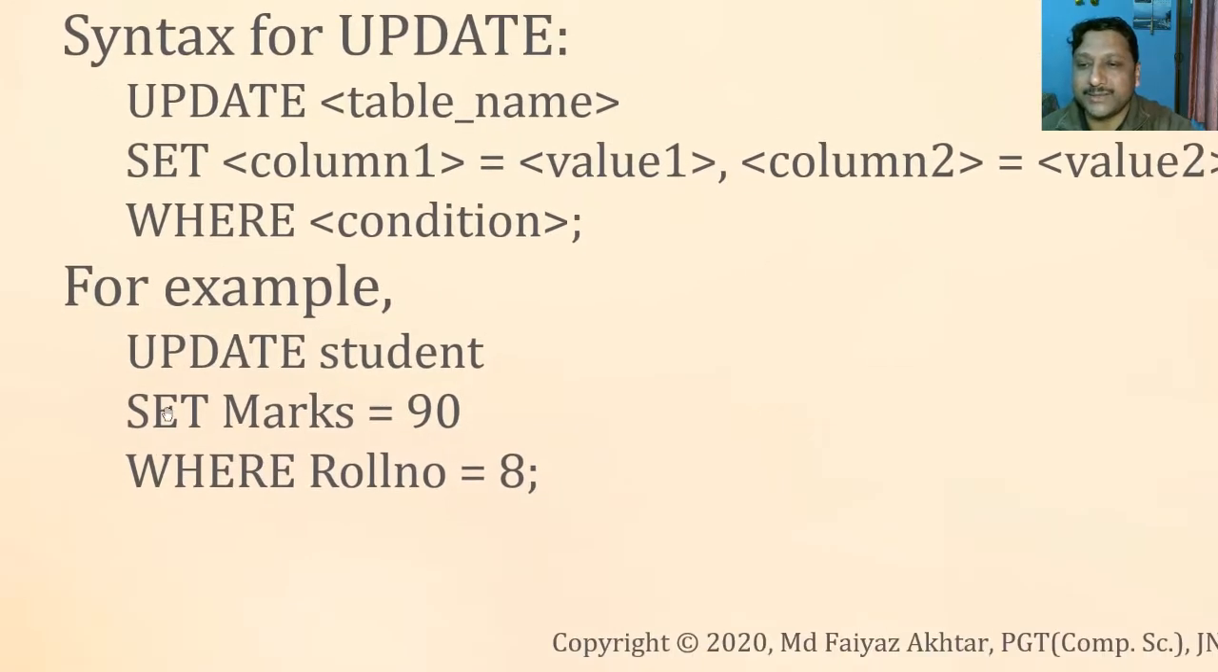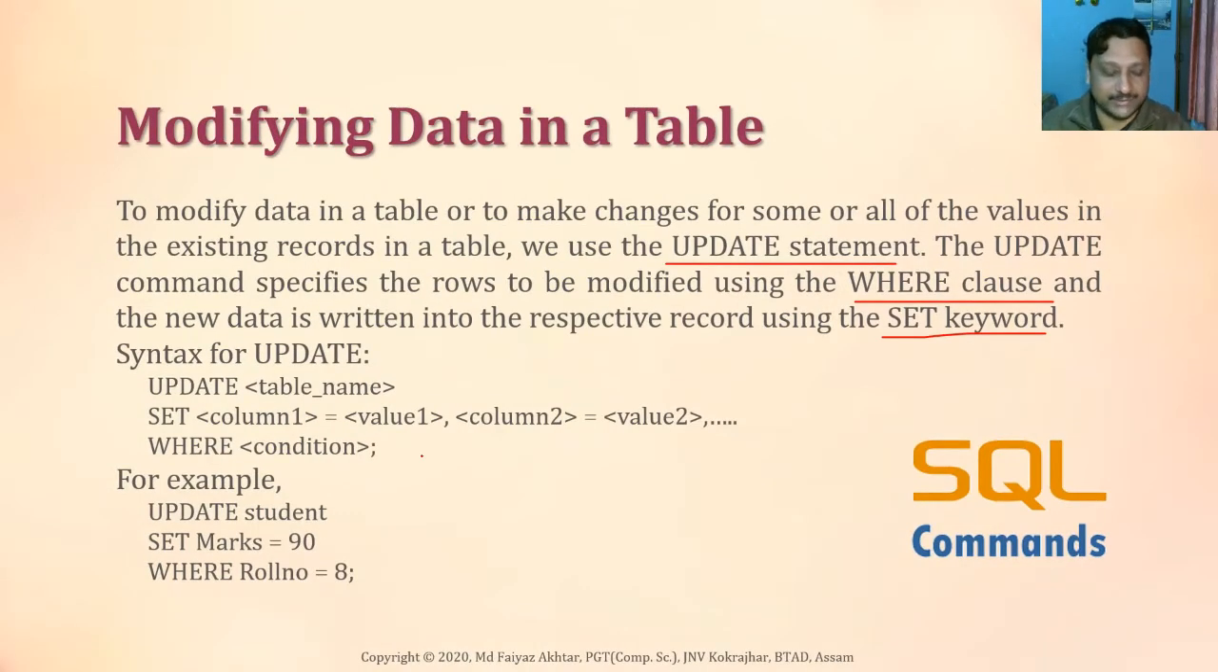See the example here. Update student, set marks equals to 90. Then marks is set to 90. Whatever marks are already there in the table, here it is telling us to change that data to 90. But for which student? The student who has roll number 8. Like this we have to give commands using the update command.